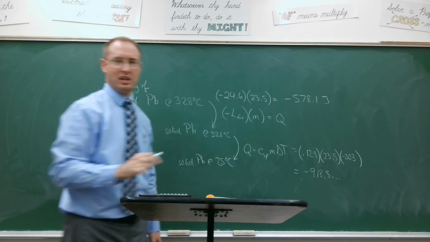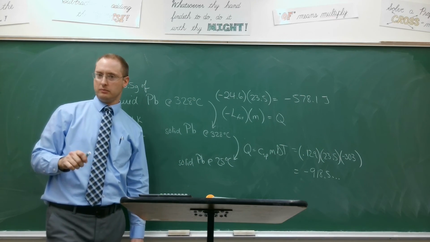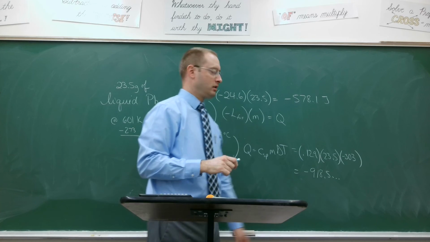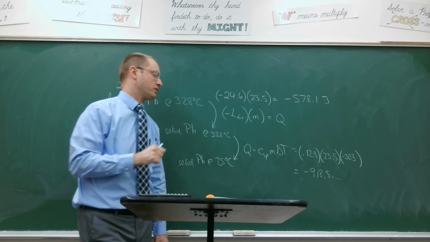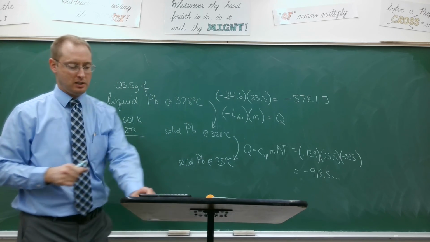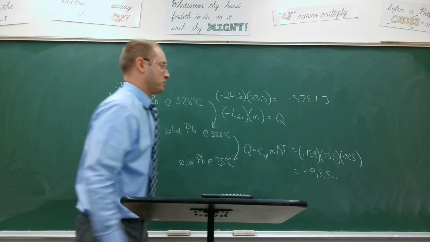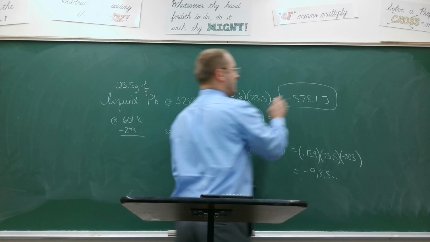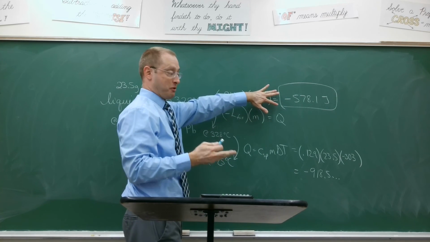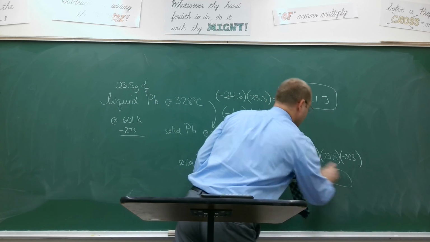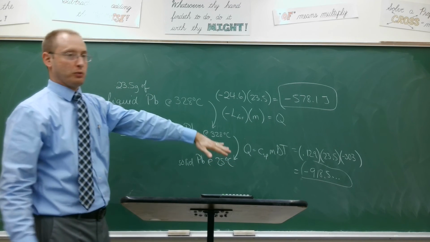Anyone else get negative 918.5? Getting some nods there? Negative 918, got a weird look from somebody else though. Negative 918? Let me check my own. Yes, negative 918.54 is what I had also. So that much heat actually melts it, because it was already at the melting point very conveniently. This much heat removed takes it down to room temperature.